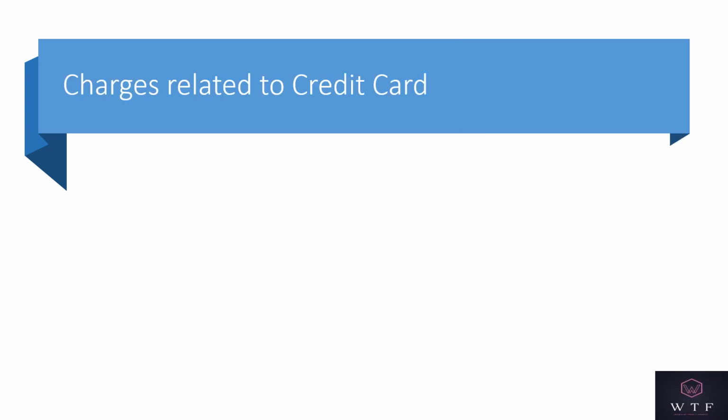So friends, now let's look at the charges that are related to a credit card. The first is an APR or annual percentage rate. In India, it could be anywhere from 12% to as high as 50%. The second would be joining fee. Once you get a credit card, there's a one-time charge which is called a joining fee. Some banks may offer you a credit card without any joining fee also.